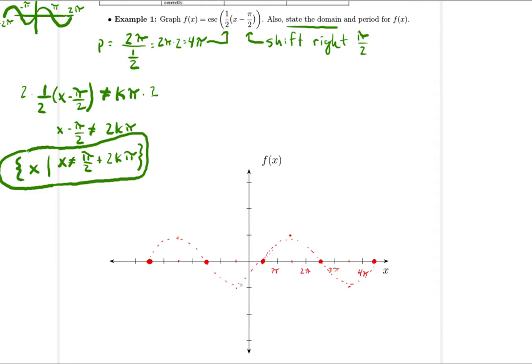All right, but here's how this helps us. Now, when I go to graph the real thing, I know that every single place the sine function has a 0, I've got to put a vertical asymptote there, right? Because I do not want to be dividing by 0.